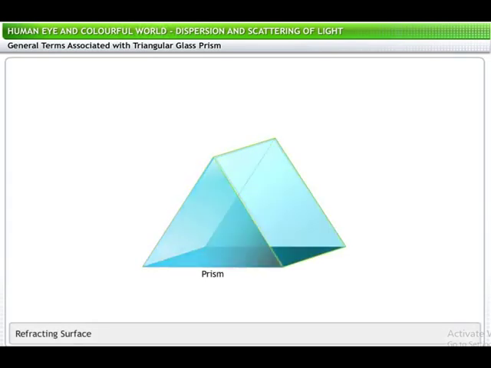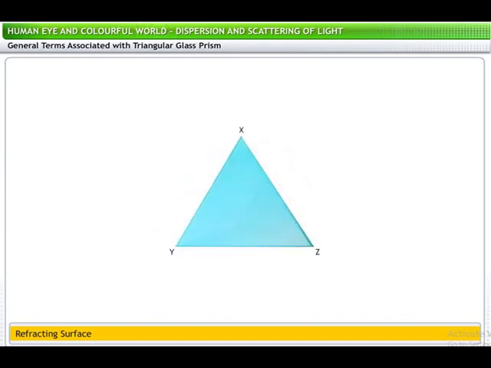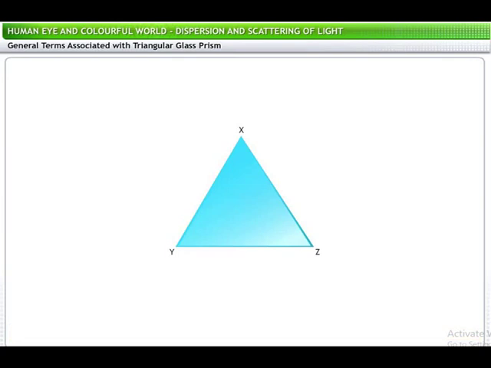The rectangular faces in a triangular glass prism are known as refracting surfaces. The line along which the 2 refracting surfaces meet is known as the refracting edge of the prism. The angle between the 2 refracting surfaces, denoted by the capital letter A, is called the angle of the prism or the refracting angle. The base of the prism is the rectangular face of the prism that does not take part in refracting light.